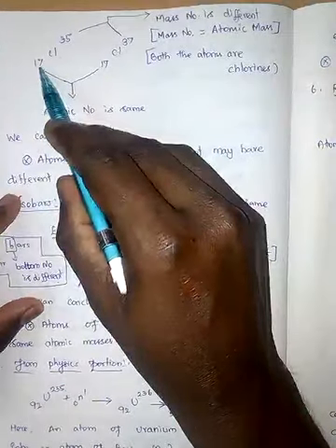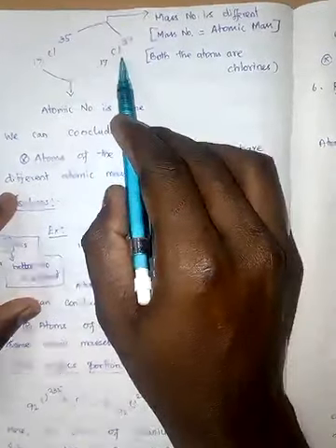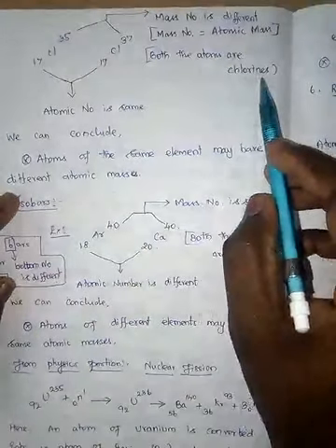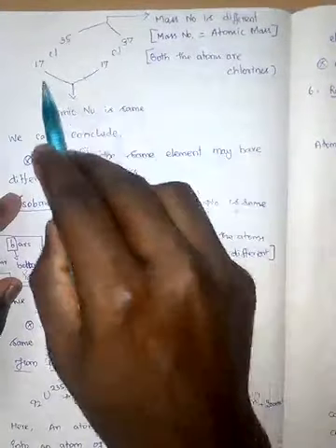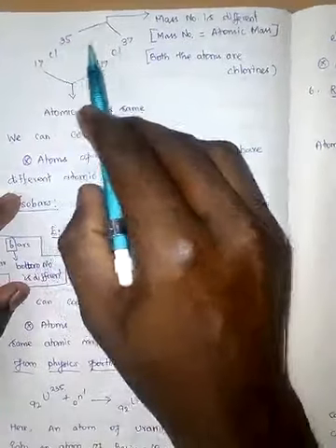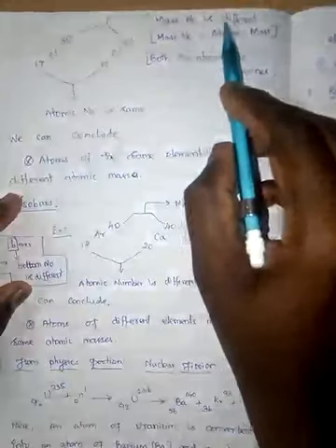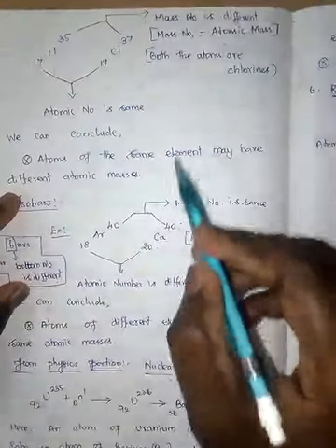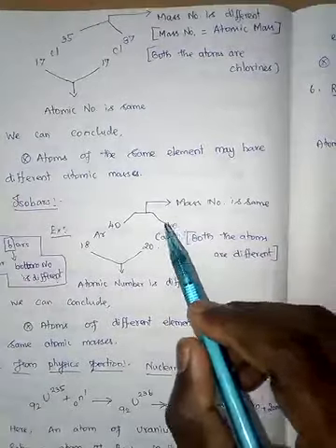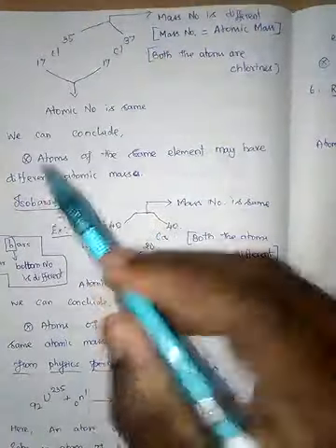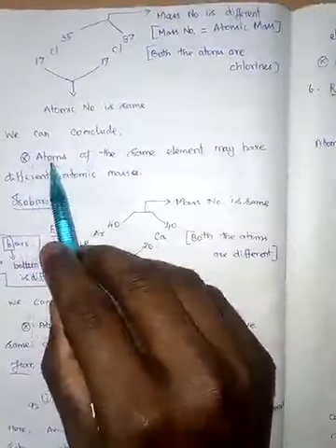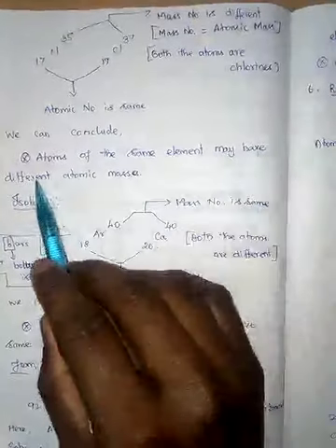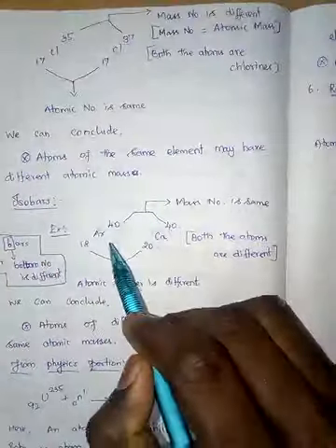Compare these two atoms, 17 chlorine 35 and 17 chlorine 37. Both are chlorine atoms. That means these are atoms of the same element having the same atomic number but differing in their mass numbers. The mass number is different, otherwise called atomic mass. So what we can conclude from this concept is that atoms of the same element may have different atomic masses.